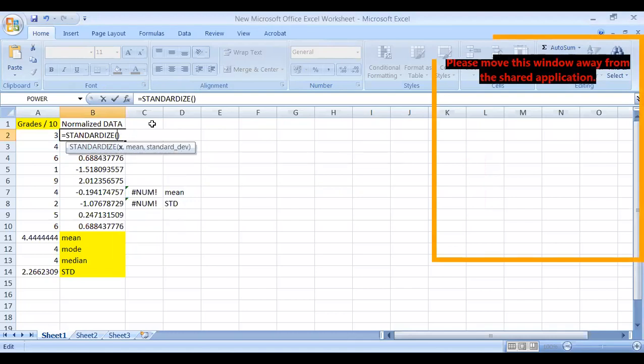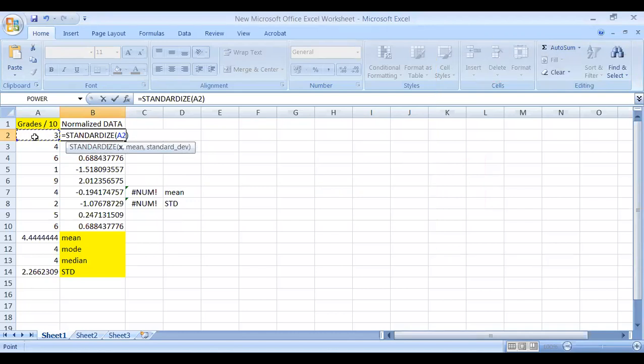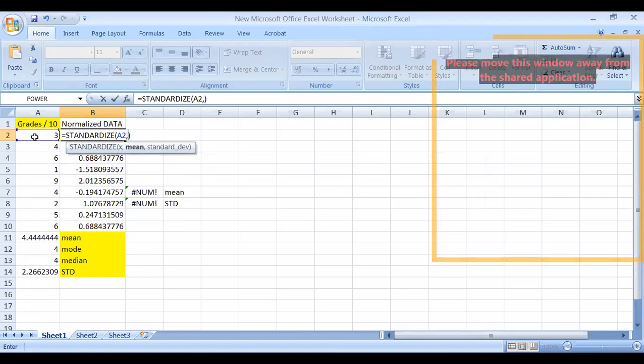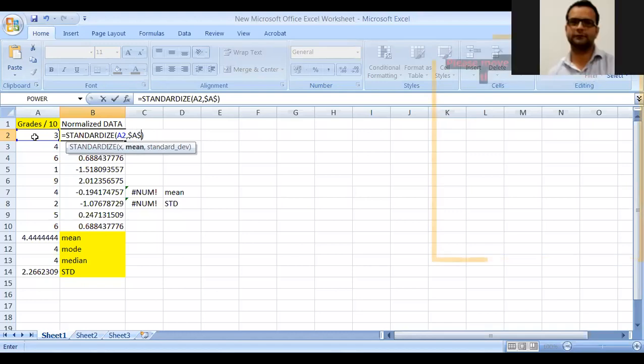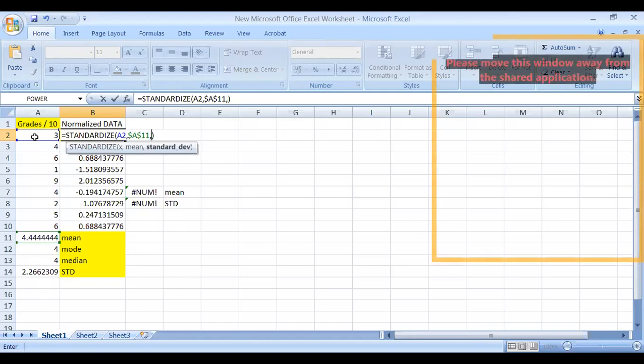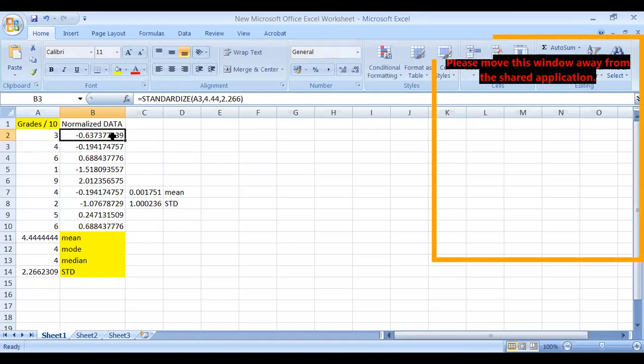So I was trying to standardize, or normalize, the data. For normalizing the data, you need the value which you want to normalize, and then you need the mean of the data, which is $11, so I will say $A$11, right? And then we need the standard deviation of the data, which was $A$14. This works. Okay, fine. Then I will drag this whole data here.